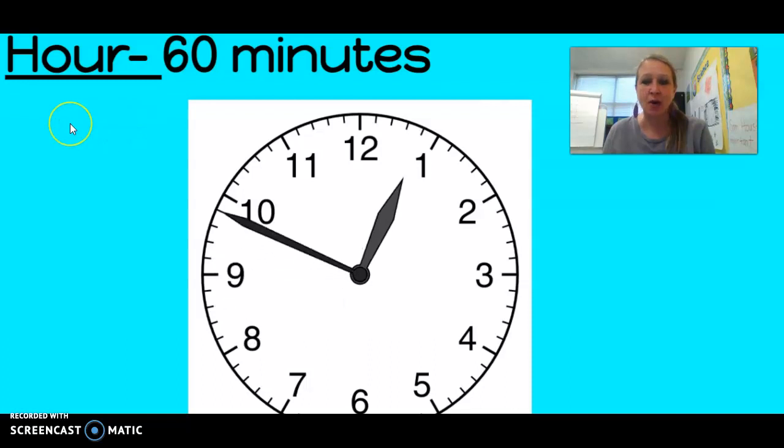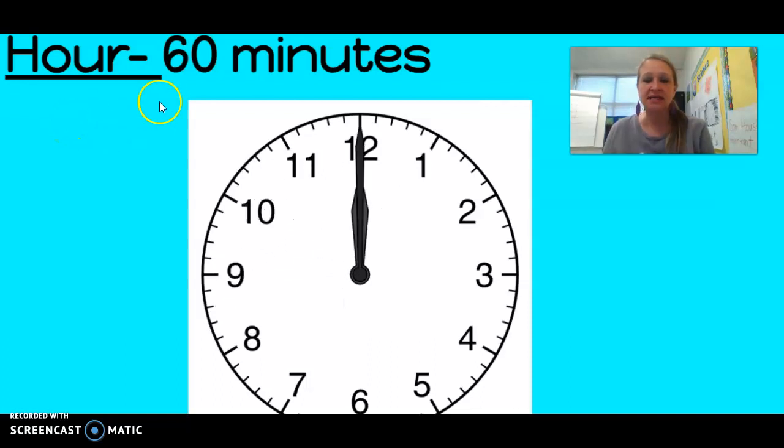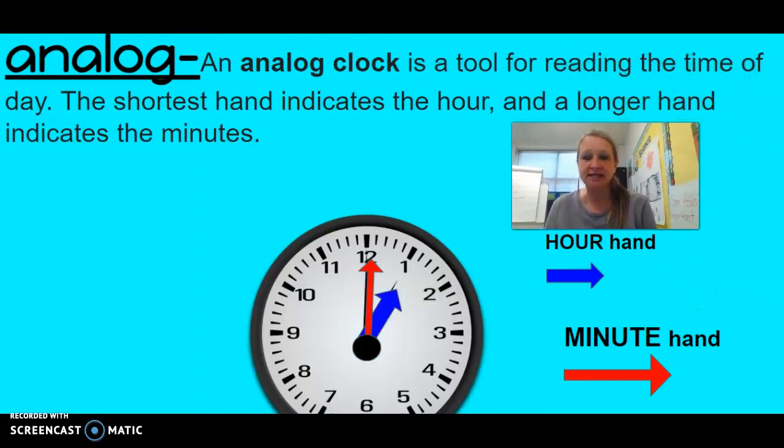Hour, say hour. An hour is 60 minutes long. Analog, say analog. An analog clock is a tool for reading the time of day. The shortest hand indicates the hour and the longer hand indicates the minutes.